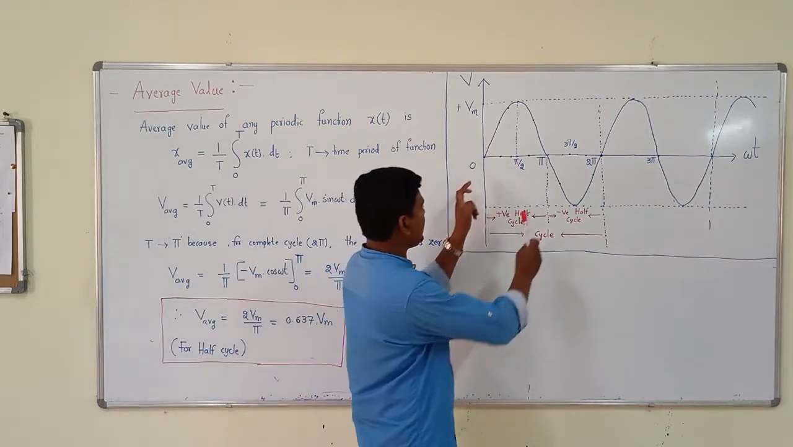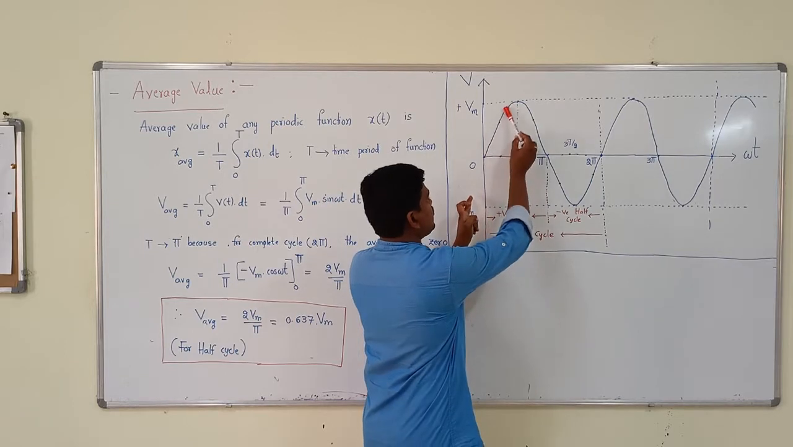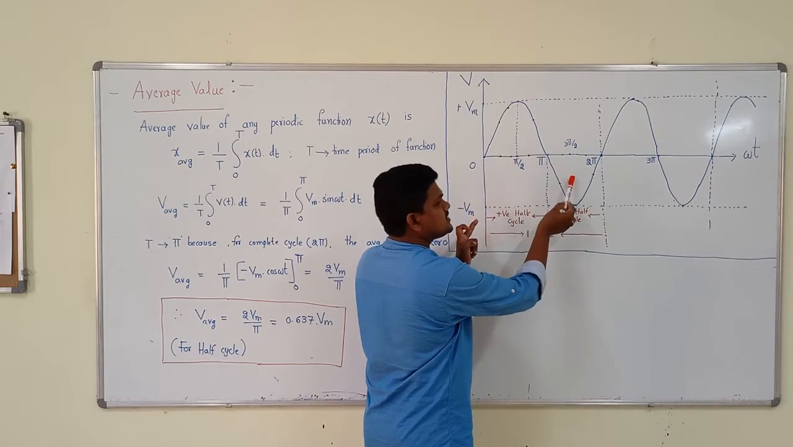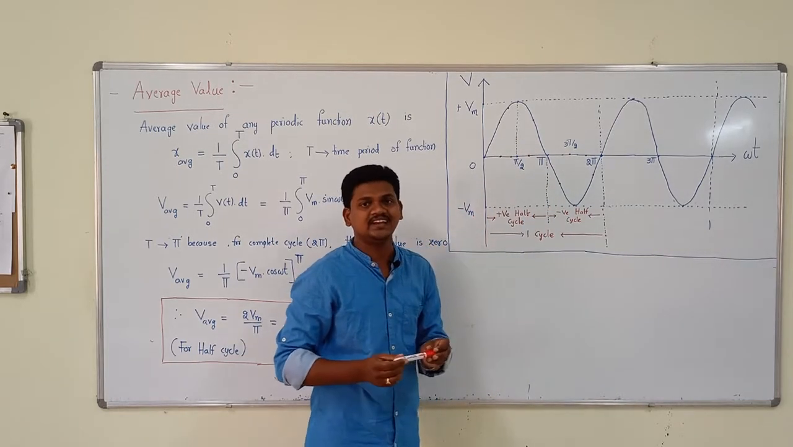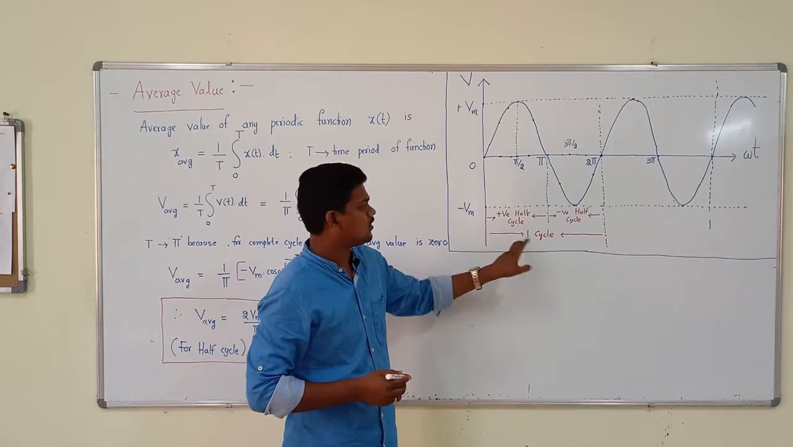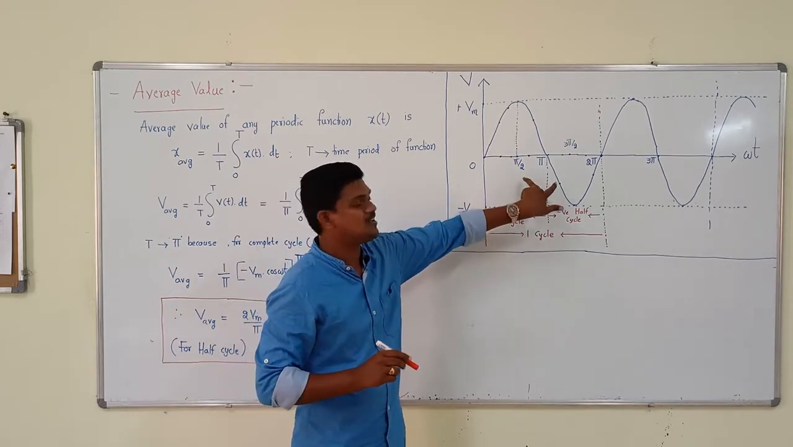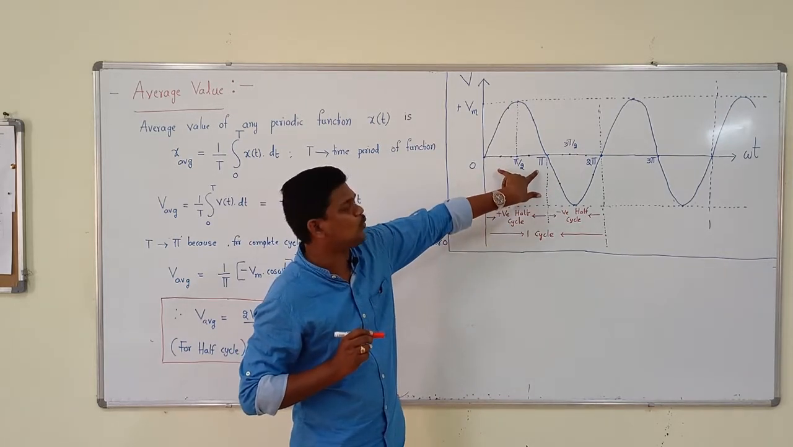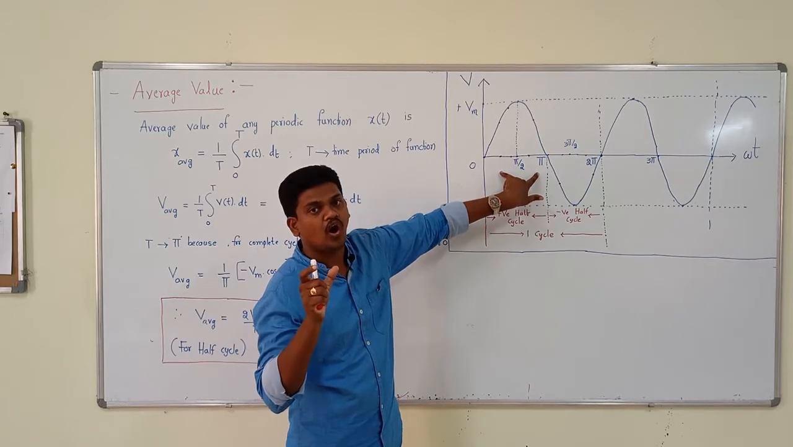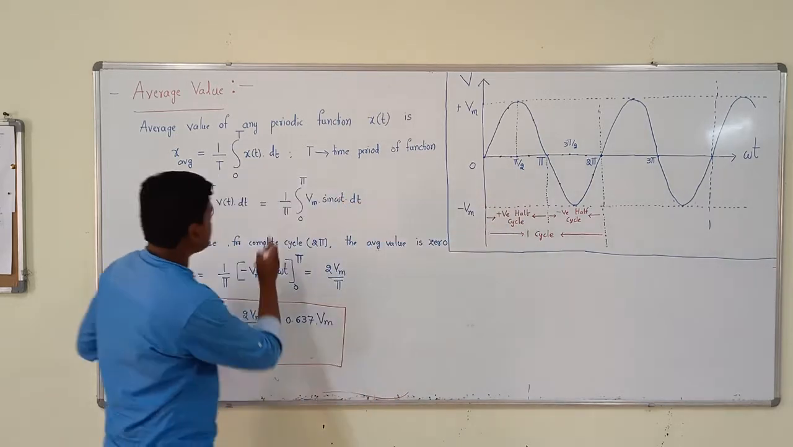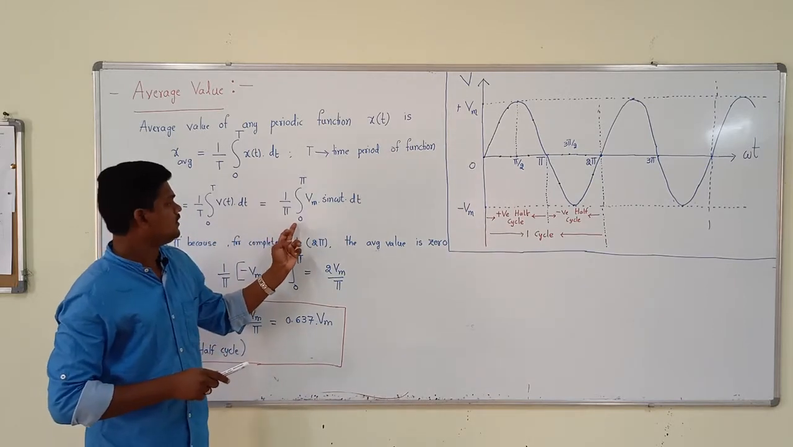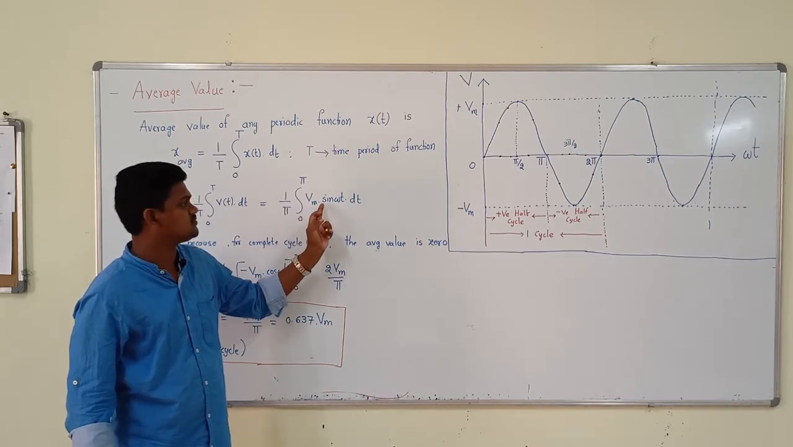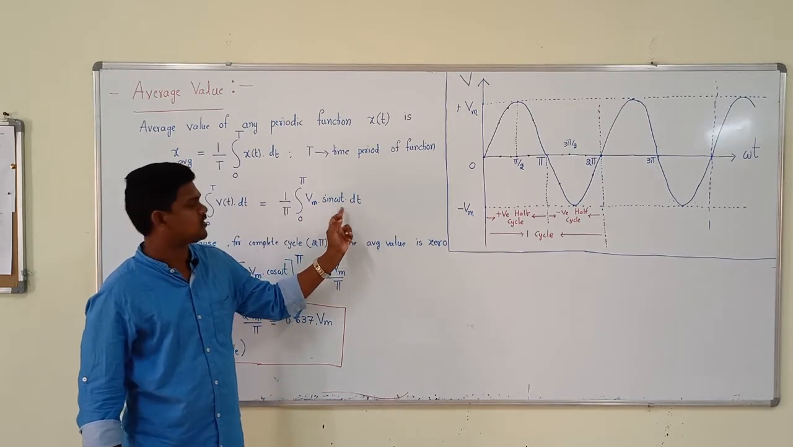If you take the time period as 2 pi, the positive waveform magnitudes will be equal to the negative waveform magnitudes, so automatically the average value is 0. The average value directly for a full cycle, or for a time period of 2 pi, will be 0. That's why, just to find the average value, consider only the time period of pi, the half cycle. That's why here 1 by pi, and 0 to pi, the sinusoidal waveform equation is Vm sin omega t dt. This is from the equation.